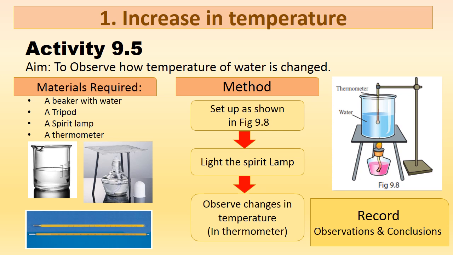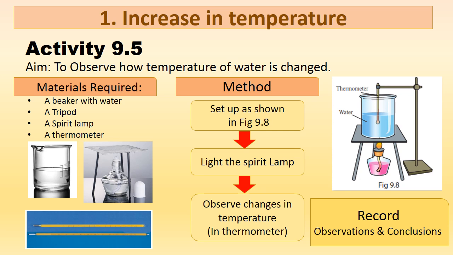First you have to set up the apparatus like this shown in the picture. You have to use a tripod stand. You have to fix the thermometer to the laboratory stand that is in your lab, and you have to fill the beaker with water, and you have to insert the thermometer into the beaker of the water. Then you have to light the spirit lamp, and after some time you have to record your observations and your conclusions.